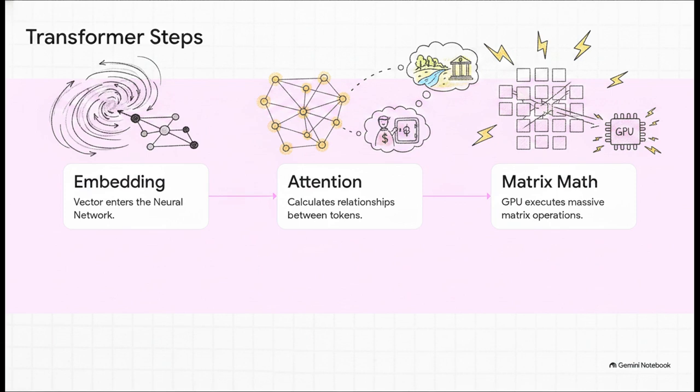Inside, an attention mechanism calculates the really intricate relationships and context between the different tokens. Like, how does the word bank relate to river versus money? The attention mechanism figures this out, and it's all powered by that continuous, massive GPU matrix multiplication across those tensor cores we talked about earlier.